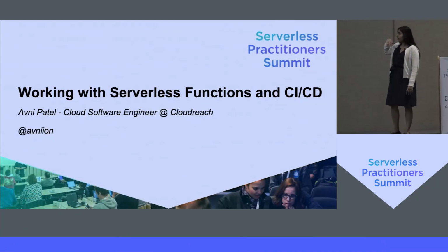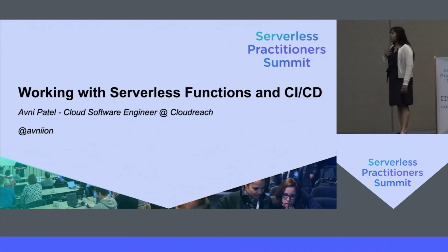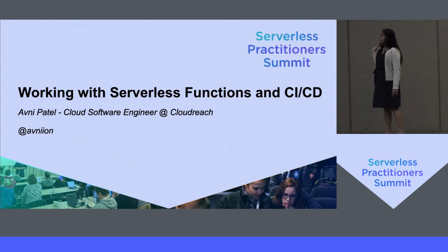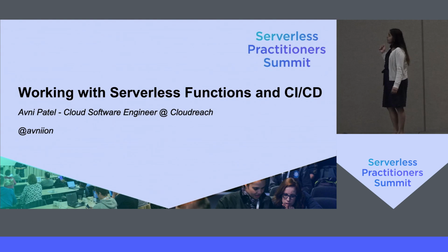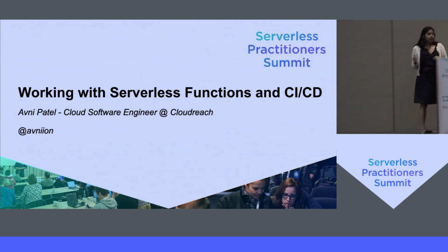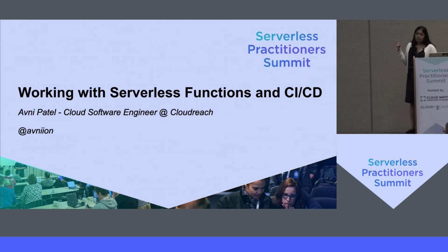I'm a cloud software engineer at CloudReach, and we're a consulting company that basically helps enterprises get to the cloud or build their applications in the cloud. I'm talking about working with serverless functions in CI/CD, and mostly I'm trying to focus on the developer point of view. A lot of you were talking about running serverless workloads, but this is more about running them on AWS or GCP or Azure.